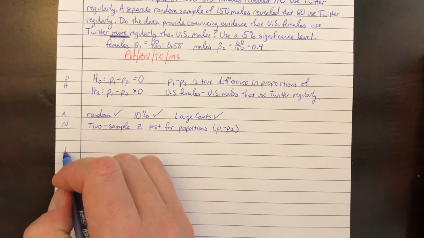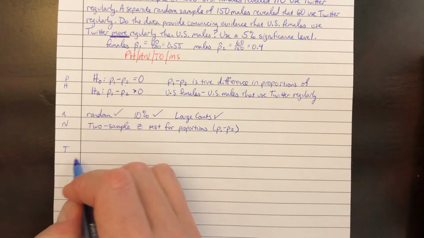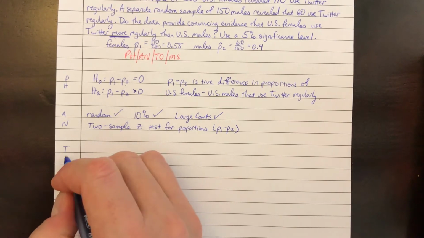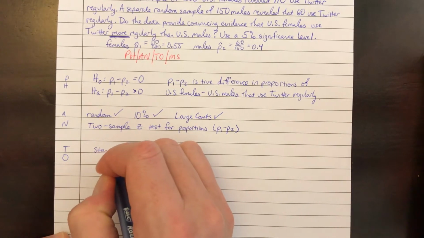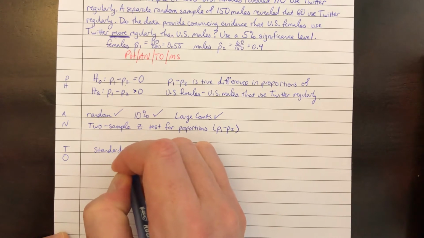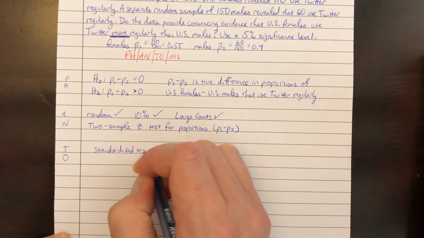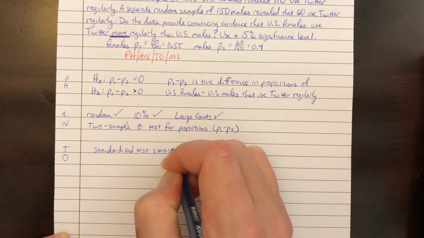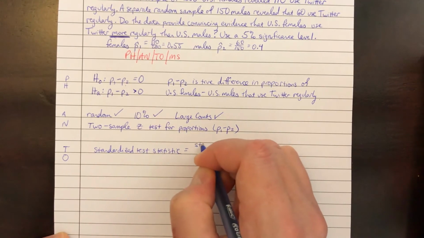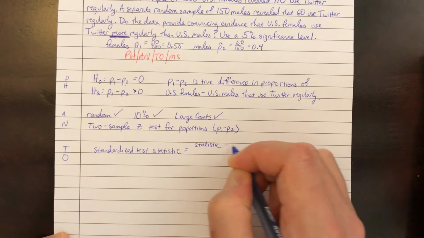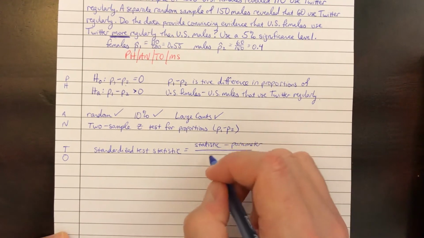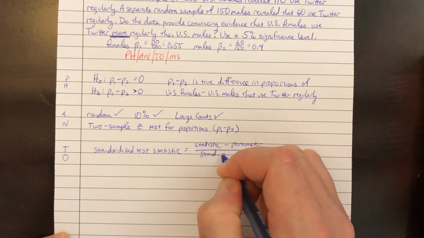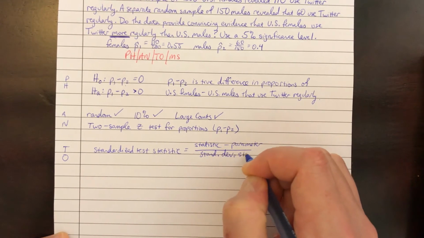All right, so now what we have to do is obtain the test statistic. We have to obtain the z-score. And then we have to use that to calculate the p-value. We obtain the p-value. The general formula to find the standardized test statistic is we take the statistic minus the parameter divided by the standard deviation of the statistic.